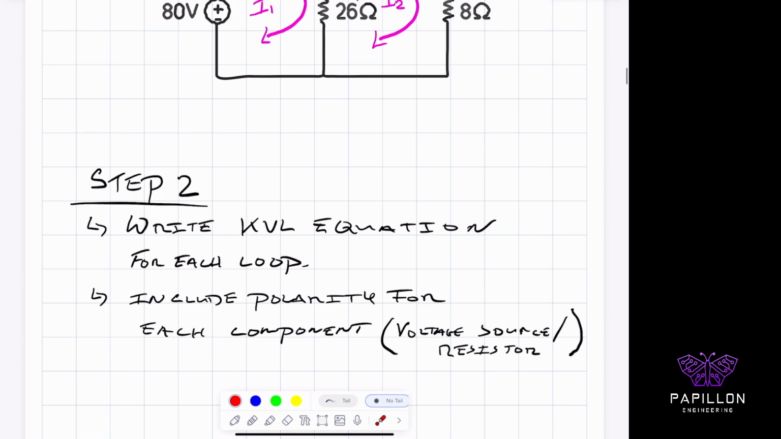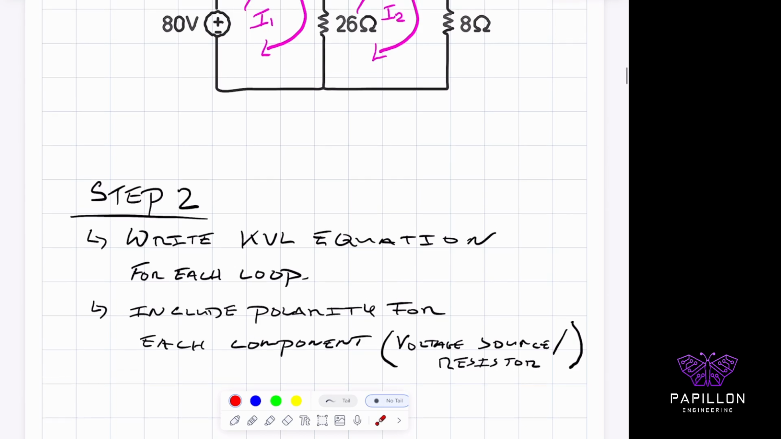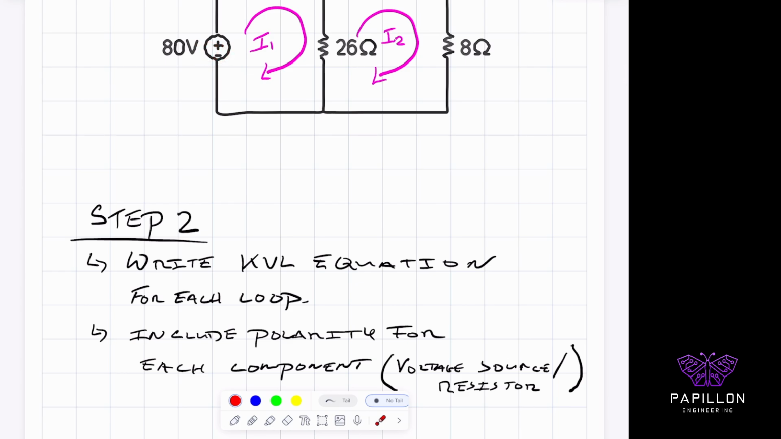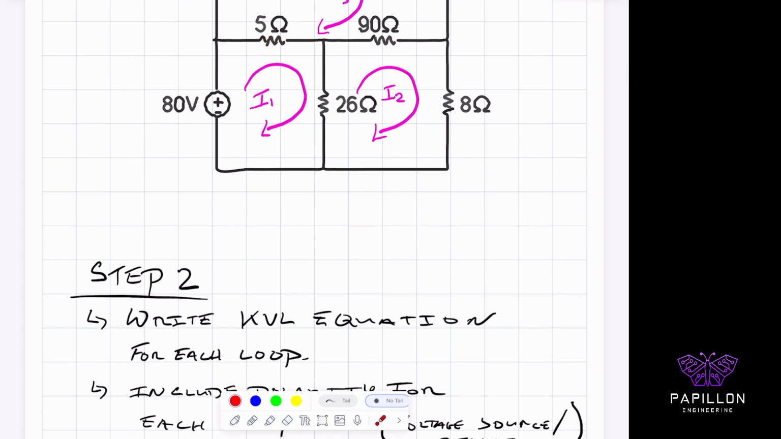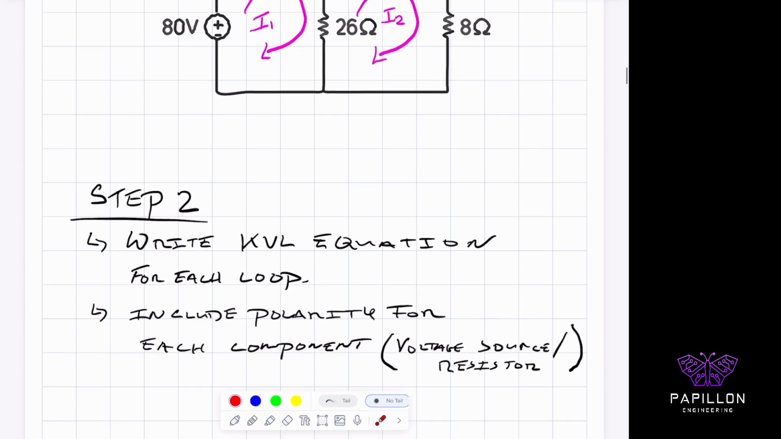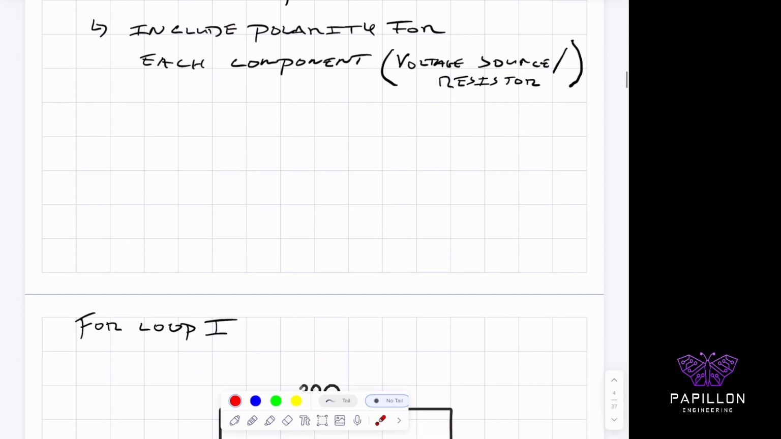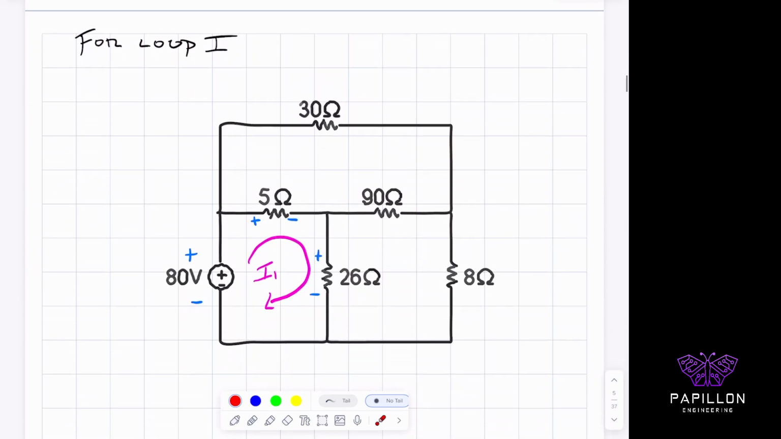So step number 2, we're going to write our KVL equation for each loop. What's particularly important is paying attention to the polarities. The one thing we know for sure is the polarity of the voltage sources. But we also know that a resistor on its own is just a passive device, which means it doesn't inherently have a positive or negative pole on it. So we're going to identify that on our own. So let's try to identify everything separately.